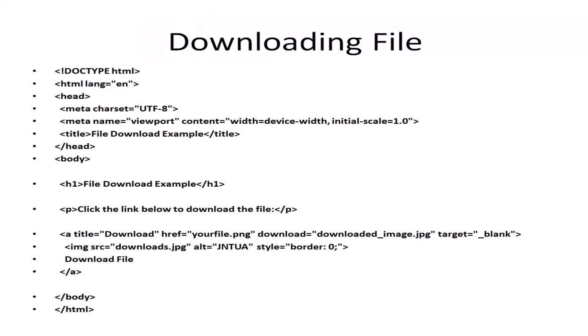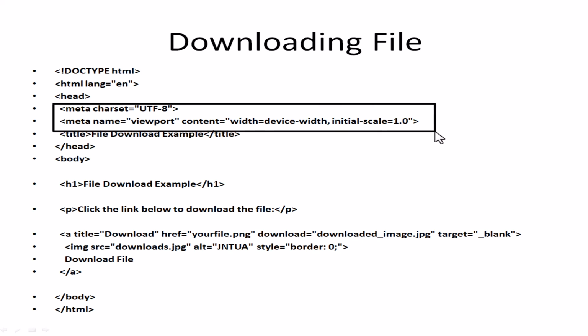Next, how to download a file. Basically, if you want to download a file which you have uploaded, in the HTML format you may see a download button, and you are going to download some content of the file. At that time you will have a meta with charset UTF-8, and a viewport which is scalable to all devices.